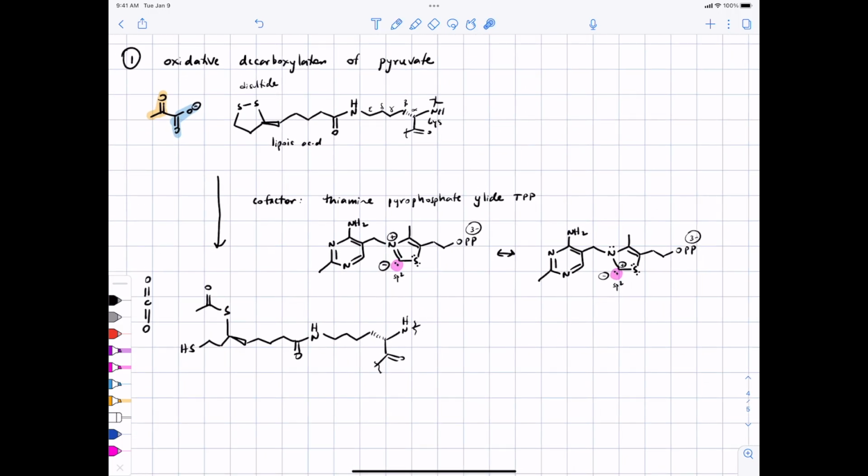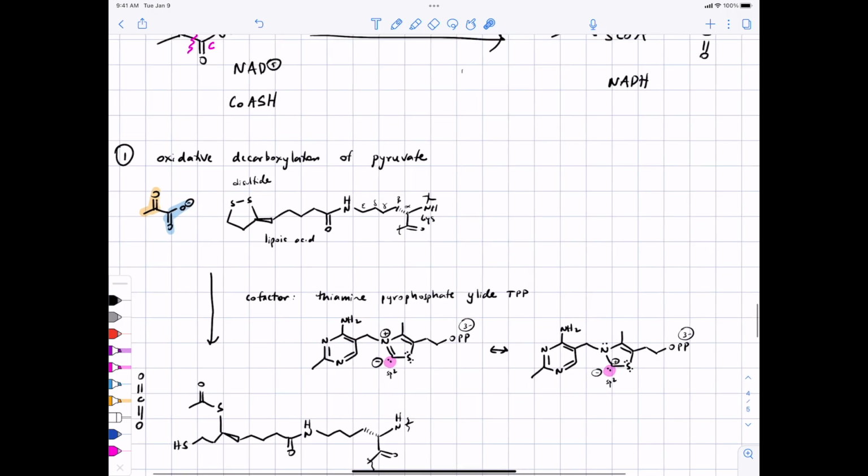I think one question, go ahead. Is that lipoic acid the CoASH? No, that's not coenzyme A. It turns out this is going to be consumed and regenerated during this process, so it doesn't show up in the overall equation. Yes? Does that ring break then? Yes. The 5-membered ring breaks.